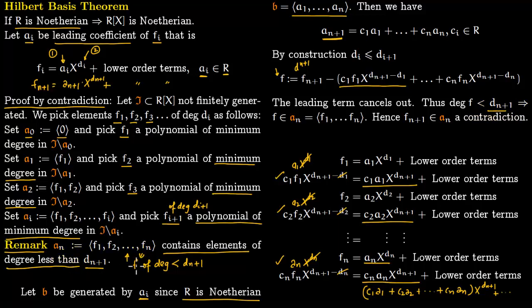And now we come back to this remark. If f is of degree less than d_{n+1}, it has to lie within A_n. Now this lies within A_n, but A_n is generated by f_1, f_2 all the way to f_n. So this is also lying within our ideal A_n, precisely because it is generated by f_1, f_2 all the way to f_n. So it has to be the case that f_{n+1} also lies within A_n. But this is a contradiction, because f_{n+1} is actually lying within the ideal I minus this ideal A_n. So this is a contradiction. Therefore we cannot assume that this ideal I is not finitely generated. So it has to be the case that the ideal I is finitely generated, because this assumption leads to a contradiction.